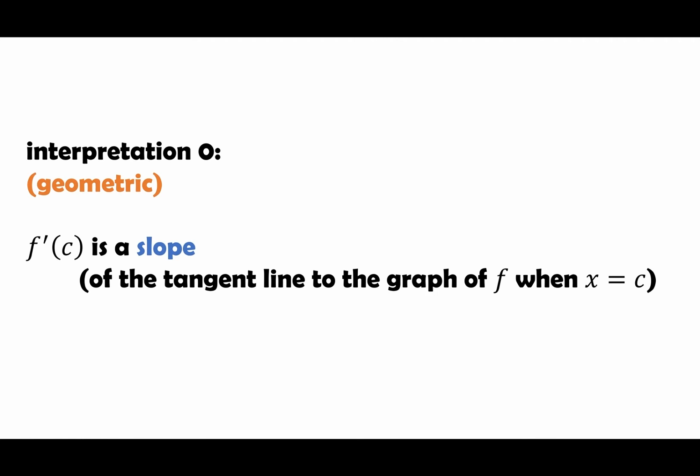Our 0th interpretation of the derivative is a geometric one. So if we're doing geometry, this is perfectly fine for us, right? So f prime is a slope. That's the slope of the tangent line to the graph. Okay. If we're not doing geometry, if we're doing something else, then we better think differently.